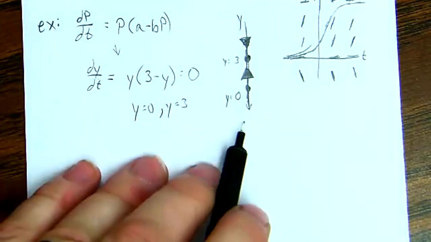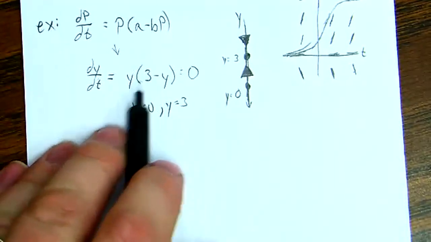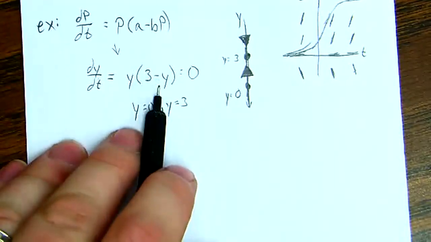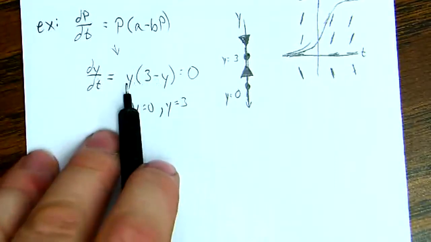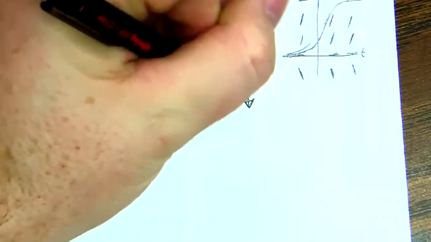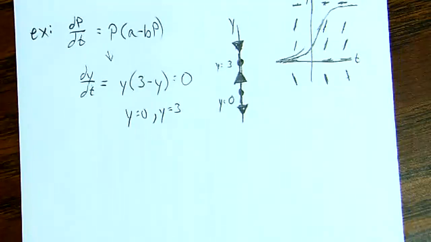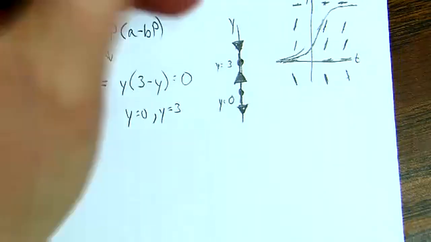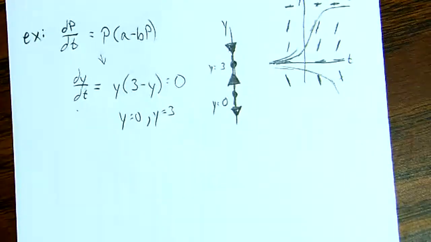And for any value less than 0, say -1, I get negative times 4, which is -4. In fact, any value less than 0 is going to be a negative times positive, which is negative. So I can tell you that if I start with a value less than 0, I'm going to be decreasing. And we see that if we draw a solution curve for this as well.